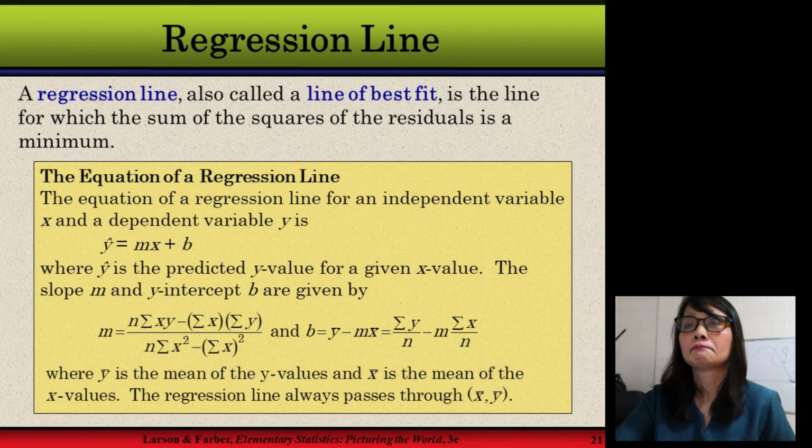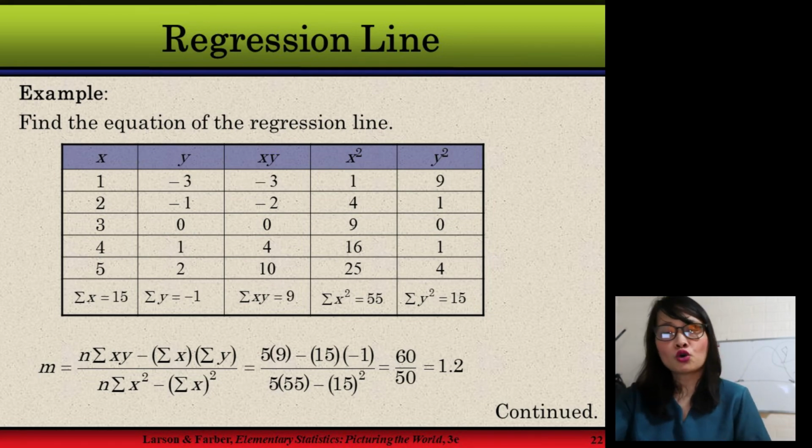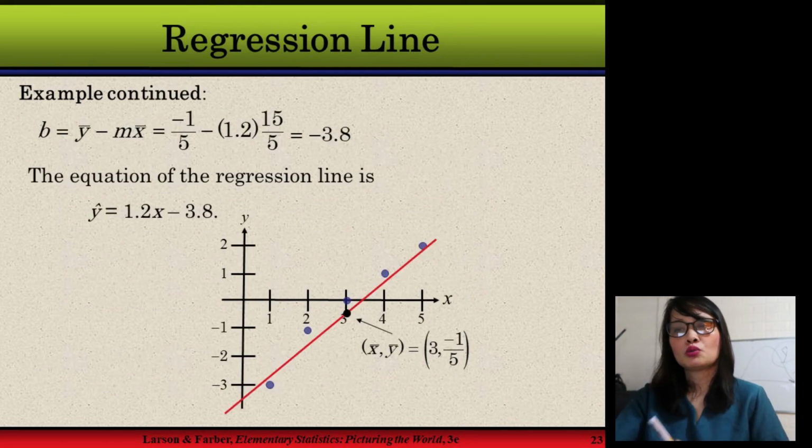So find the equation of the regression line in this particular example. First, you need to get the summations. Yan. So we have 15, negative 1, 9, 55, and then 15. To solve for the equation of the regression line, you need to find the slope. So the slope is 1.2. And then look for the y-intercept. So we have negative 1 over 5 minus 1.2 multiplied by 15 over 5.